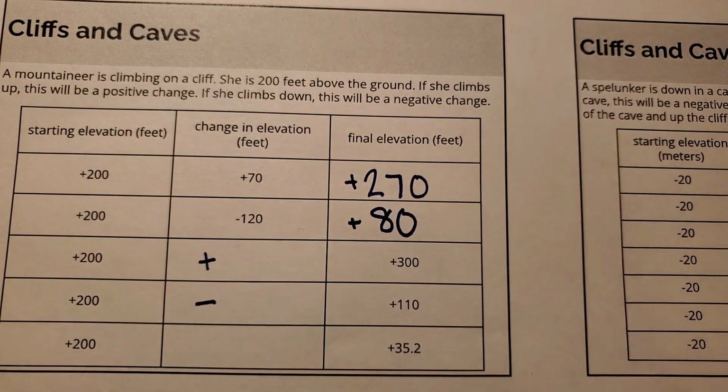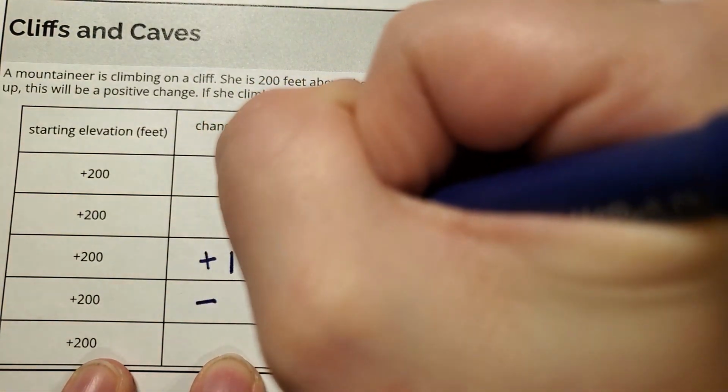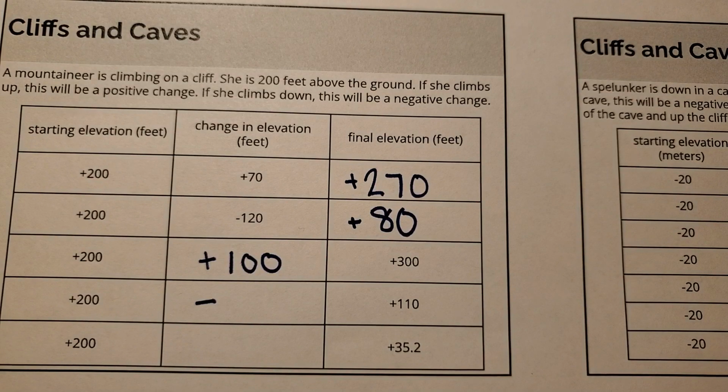Now, for the next one, we're given our starting elevation and we need to find our final elevation. So we know from 200 to 300 we increased. So our change in elevation is going to be a positive. How much did we increase? Well, we increased 100 feet from 200 to 300. That's a 100-foot increase. So I'm going to add 100 feet.